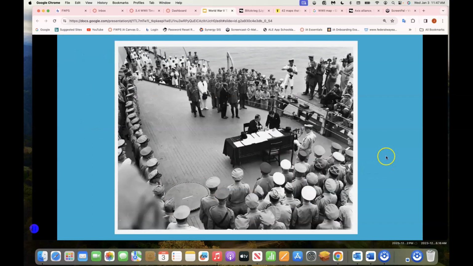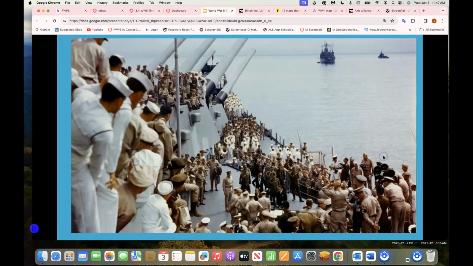This is the signing of those surrender papers, the ending of the war on an American ship. And this is a color version, a little bit different view of that same event.